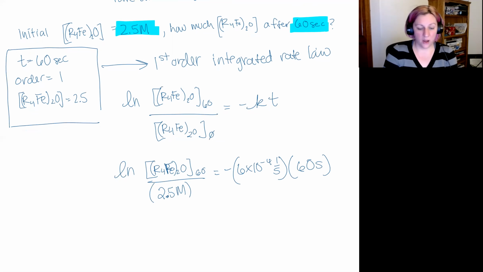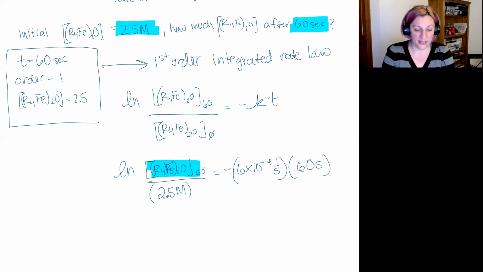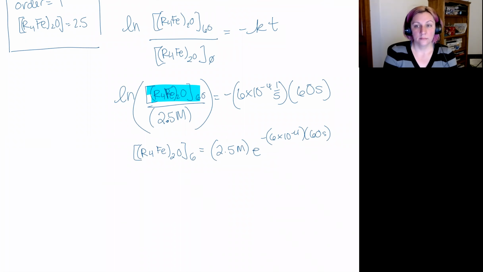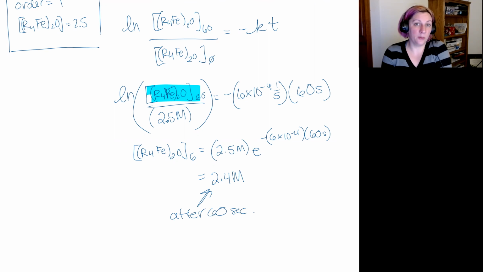All right, so now my goal is just to solve for this concentration right here of my dimer. And so plugging this all into my calculator, I'm going to get a value that's 2.4 molar. So this is the concentration after 60 seconds. It doesn't decrease too terribly much, so it's a little slow.